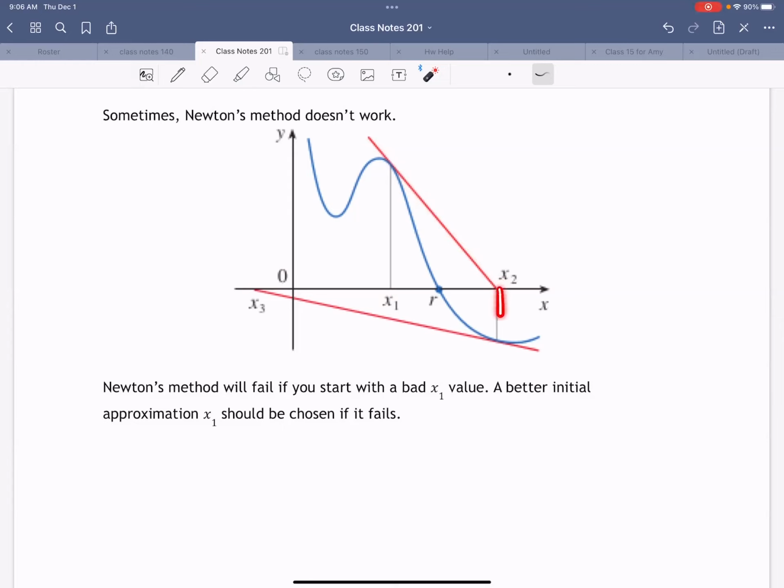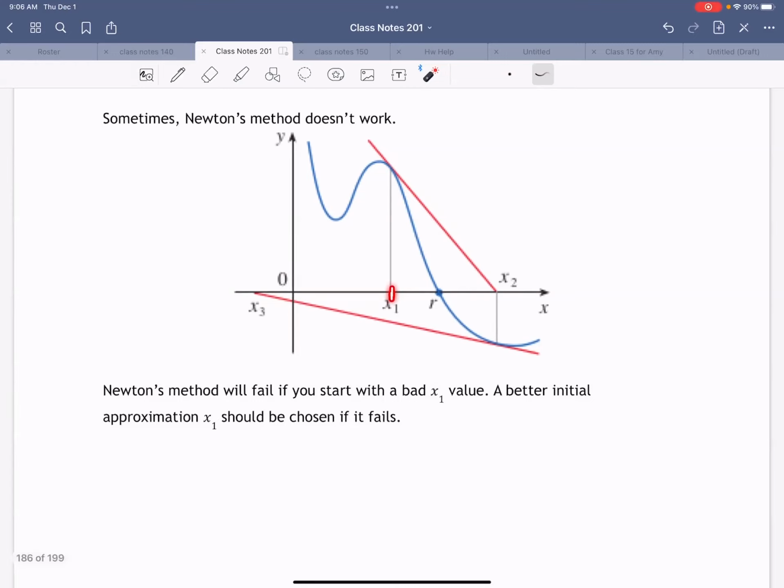Now I can do the question again. I can find the tangent line to my function at x2, and the root of that tangent line is x3. I'm actually getting further and further away from r, okay? This is an example of how Newton's method might not work. The problem here is I just made a bad guess. Okay, so my guess x1 just wasn't really that good. I just have to pick another guess. Now in this class, I'm not going to actually give you a problem where it doesn't work, but it's something to keep in mind in the future if you end up coding this for an assignment or doing something like that.